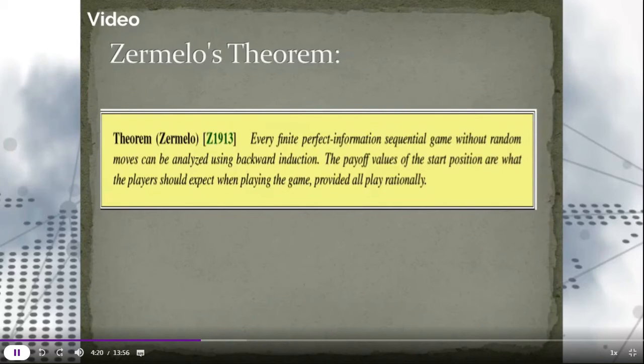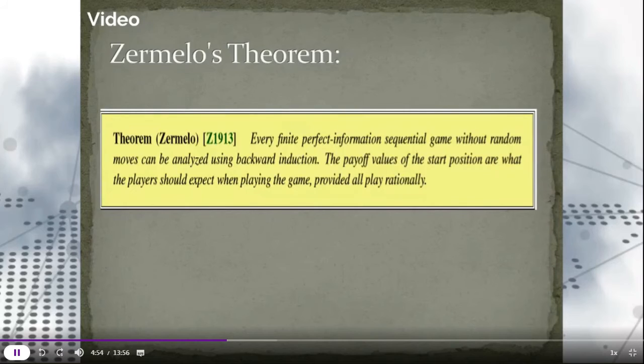What would have been an infinite sequential game? The steps would have been repeated infinitely. That means the senator in the previous game would have played left or right, then the challenger would have played left or right. Again, after looking at the challenger's move, the senator would have played something. By looking at the senator's move, the challenger would have played something again. That would have become an infinite loop. But every finite perfect information sequential game without any random move can be analyzed by using this backward induction.